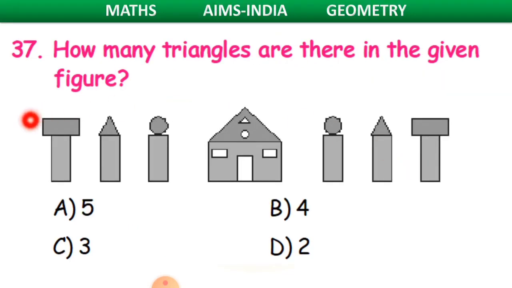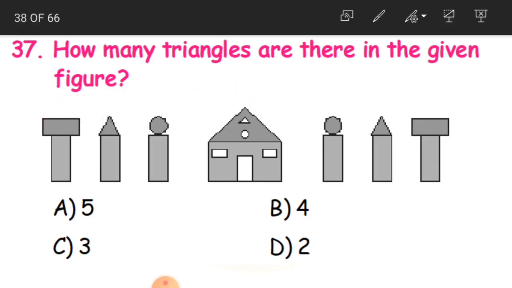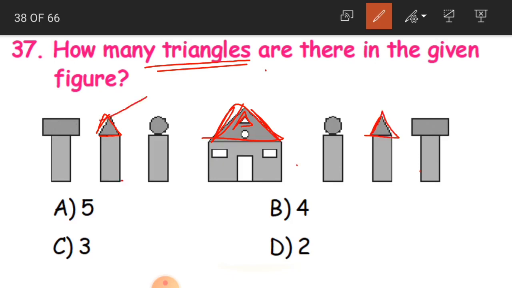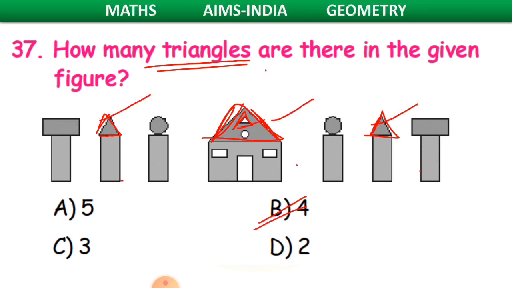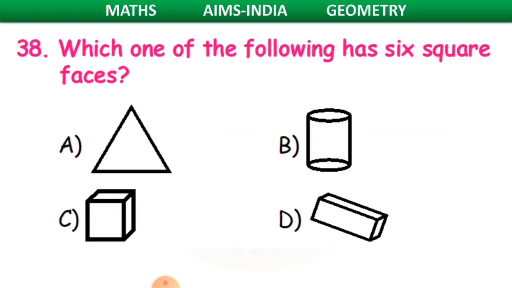Coming to question 37. How many triangles are there in the given figure? So what should we do? We should count the number of triangles. 1, 2, 3 and 4. I hope this is correct. Yes. So we have 4 triangles in this figure. 1, 2, 3 and 4. So option B, 4, becomes the correct answer.